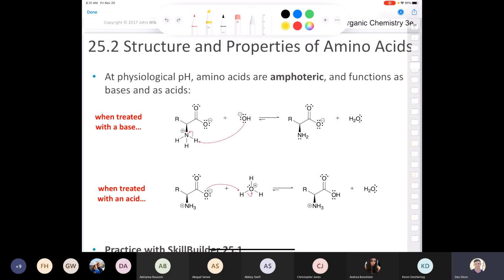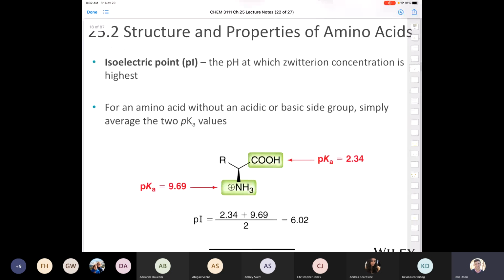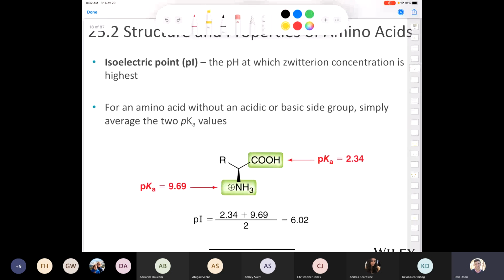All right, so these are the kind of things that you want to think about when you're looking at the structures of amino acids. Well, let's define something here called the isoelectric point.